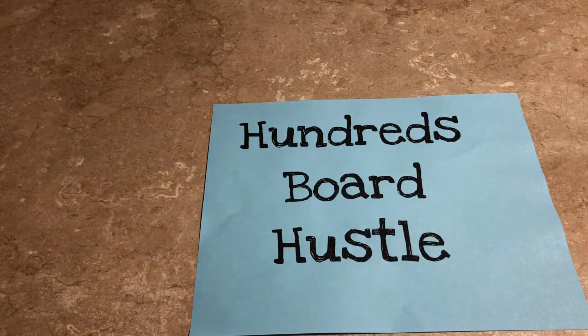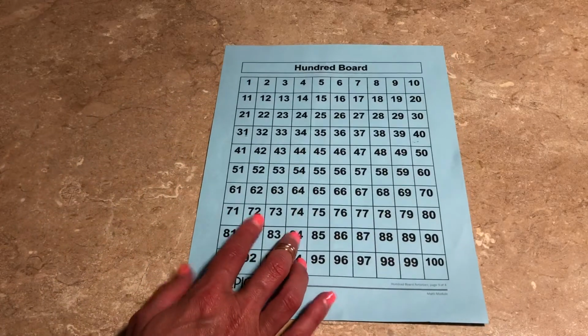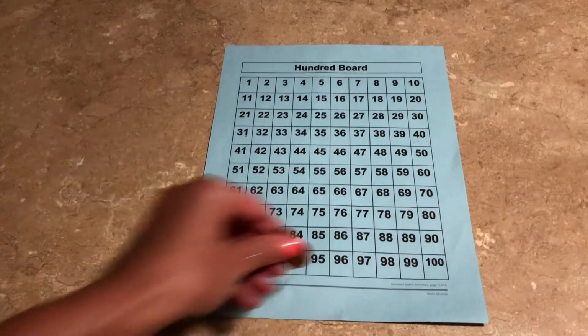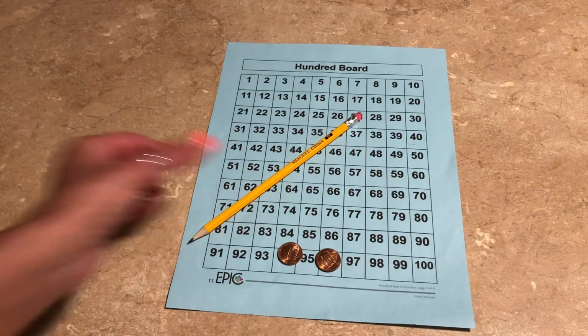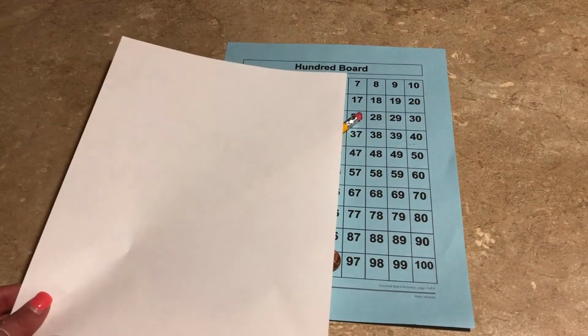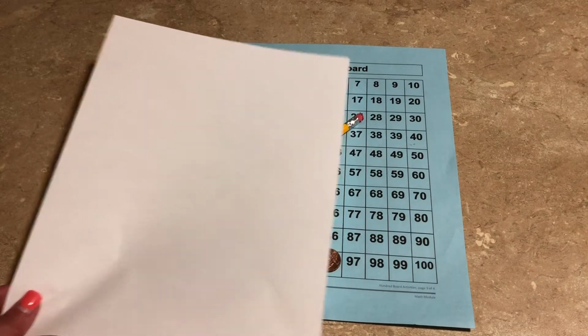All right. The next activity that Mrs. Driggers is going to model for you is called Hundreds Board Hustle. In this activity, you are going to need your 100 board, 2 pennies, a pencil, and a piece of paper to record on.